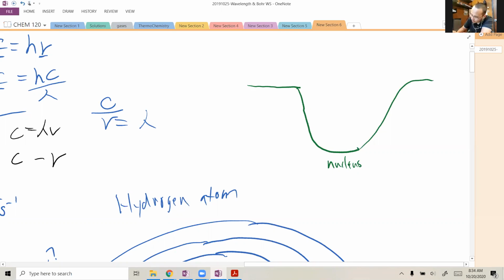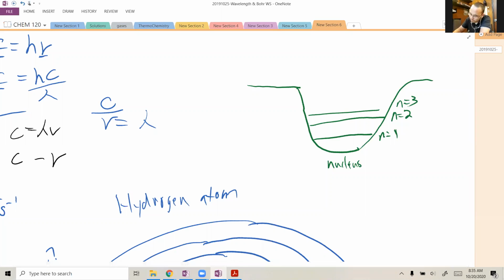So the closer we are to the nucleus, the more stable we are, because the farther we fall into that hole, right? So n equals 1 is all the way at the bottom of that hole. N equals 2 is a little bit higher. N equals 3 is a little bit higher. And so the idea behind our energies is the higher up we are in our energy level, the more energy that electron is going to have. Right? So the farther away from the nucleus you are, the more energy you have.